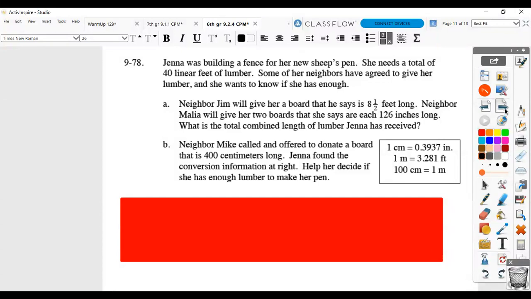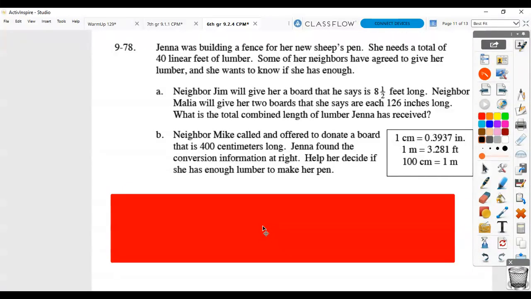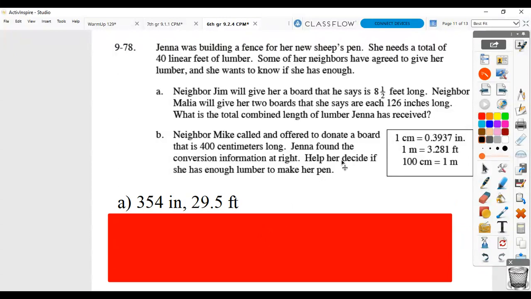Neighbor Malia will give her two boards that she says are each 126 inches long. What's the total combined length of lumber that Jenna has received? So the first thing you would want to do is to figure out what we have basically for total inches or feet.